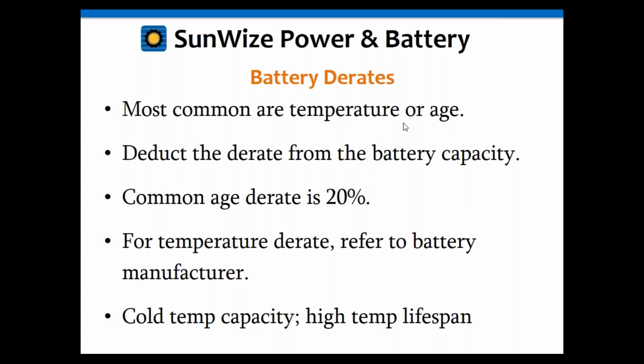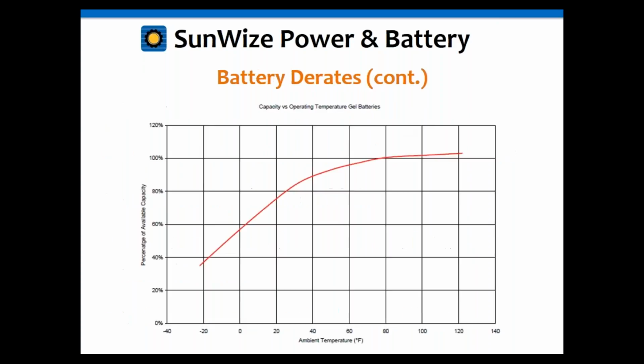Again, high temperature affects more of the life of the battery. It doesn't really affect the capacity. The capacity is affected by cold temperatures. And as I was saying, you can see it go off more steeply once you break about that freezing point.